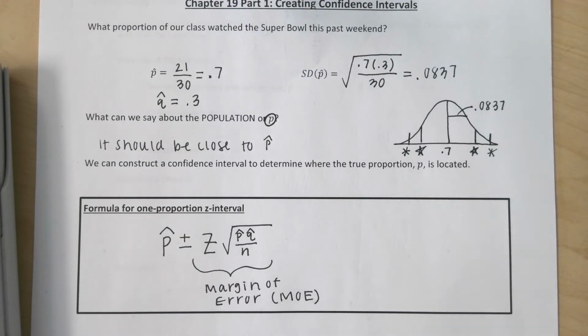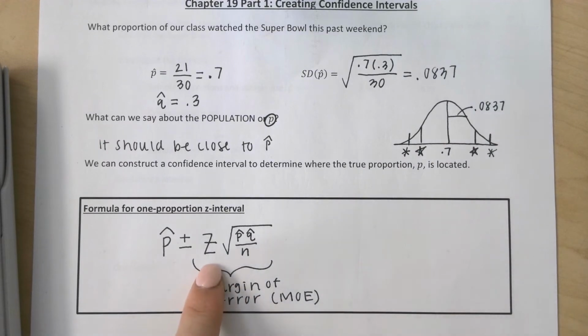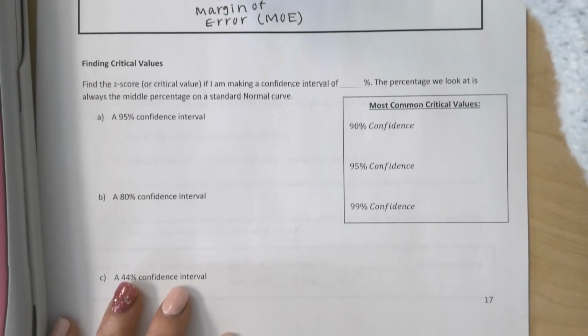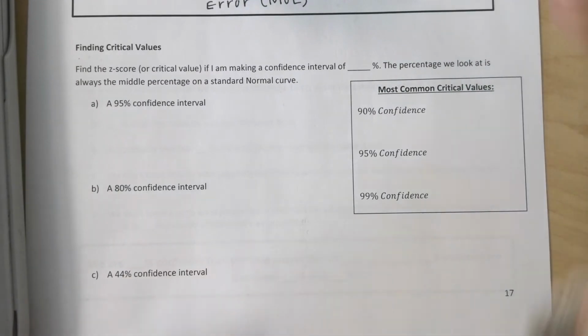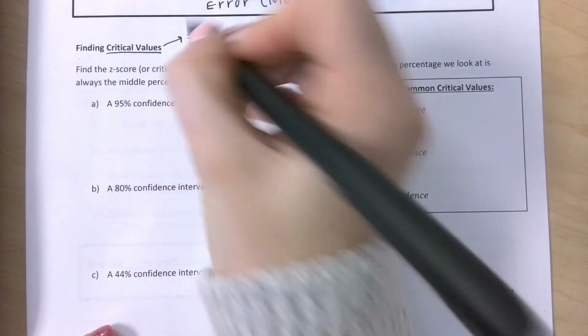Okay, now one big thing that's changing from confidence interval to confidence interval is that distance that we're going. So the z-score is changing quite often. So I want to talk on the bottom of this page here about finding that critical value, which is just a fancy way of saying finding the z-score.